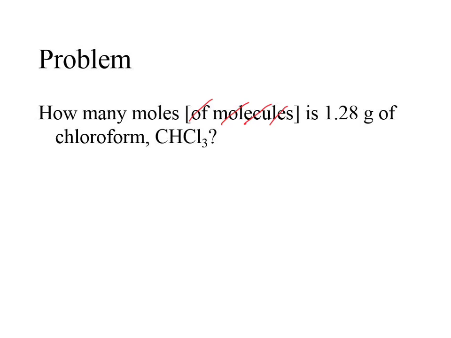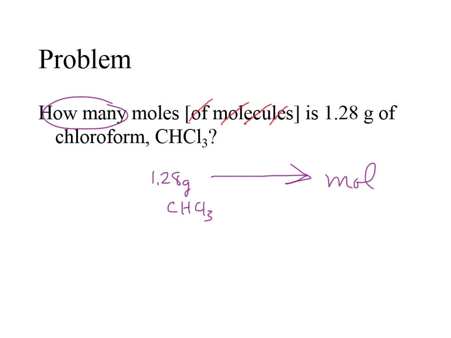We've diagrammed these before, so basically, how many moles? I'm going to put an arrow over there, going to moles, is 1.28 grams of CHCl3. So we're going from grams to moles. Well, if we have the molar mass of the compound, you can do that, and that's what we're going to do. We can accomplish that with the molar mass.